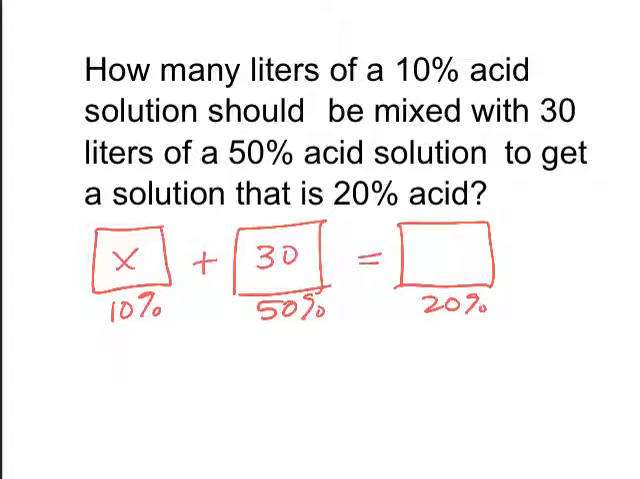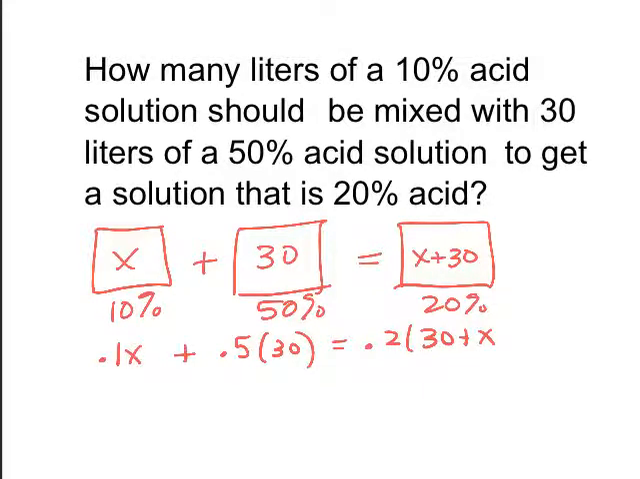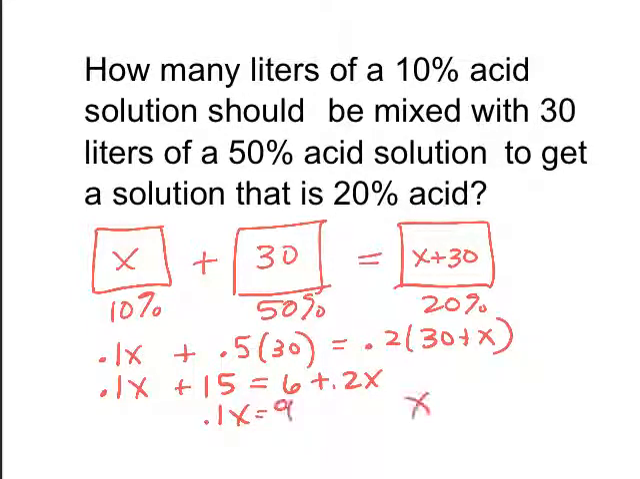So when you think about how much I have, I know it's going to be X plus 30. That was our Y variable when we set it up as a two variable. And then we can just write down our weighted average, 0.1x plus 50% of 30, which we had done before. And we end up with 0.2 times 30 plus x. And this is the equation we got when we combined them through substitution from the beginning. And if we recall our solution, we end up with this. We had 0.1x equals 9, so x was 90 liters. That's it.